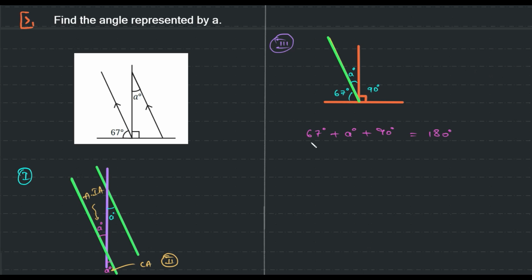Now, if I happen to give you 67 rupees and 90 rupees, how much total do you have in hand? So 157. 157 degree, right? So that is the sum of these two values, plus A degree is equal to 180 degree. Oh yeah, by the way, we have to write the reason: angles on a straight line.